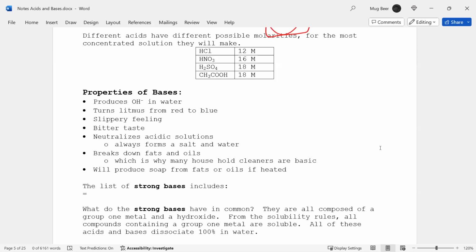Okay, so bases feel slippery because they make soap. They taste bitter. So most of the time we are not happy with bases as food. Does anybody know why? Bitter isn't a pleasant flavor for us.